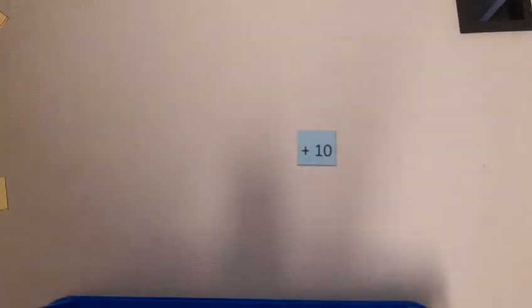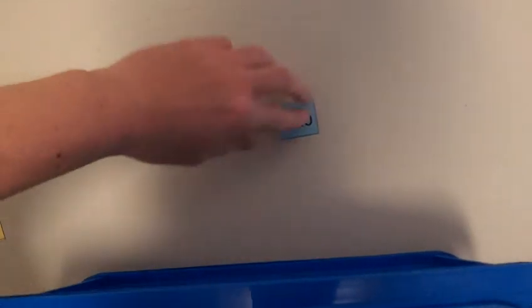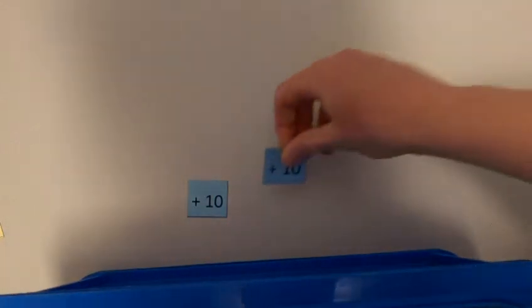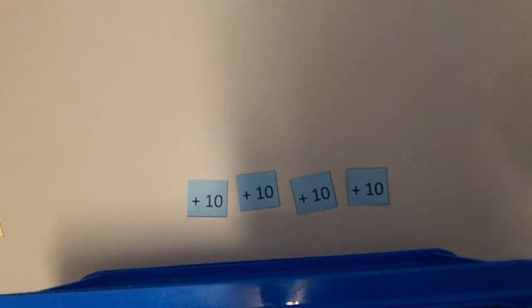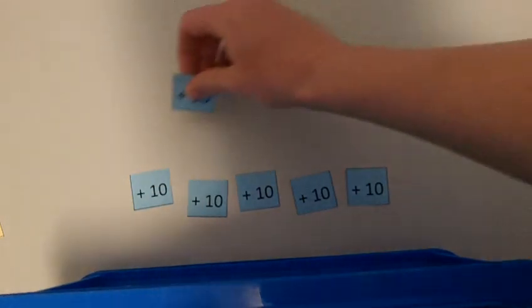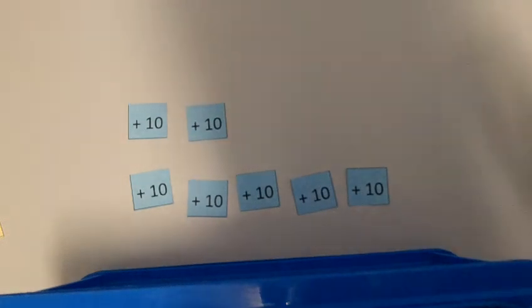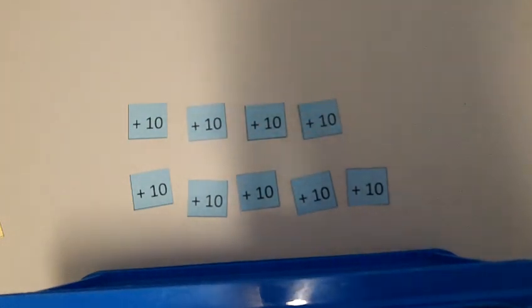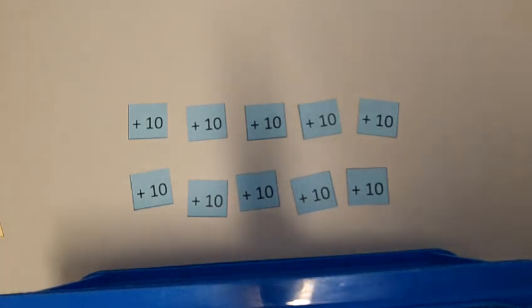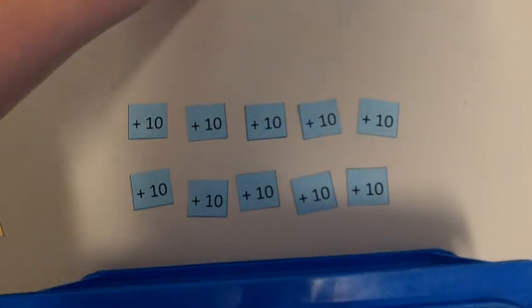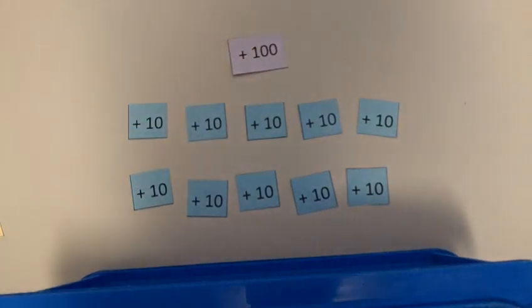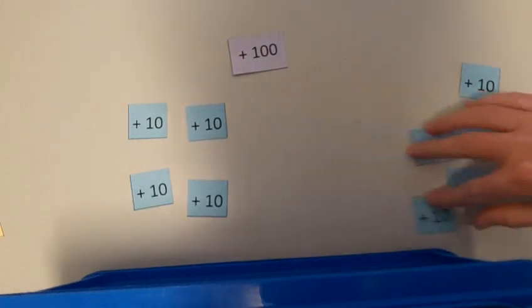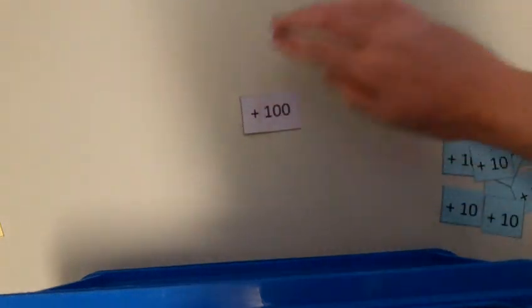If I have 10 times 10, I do the same thing. 1 times 10 would be 10. 2 times 10 is 20. 3 times 10, 30. 4 times 10 is 40. 5 times 10 is 50. You've got 60, 70, 80, 90, 100. So I can see that 10 times 10 can be replaced by a 100 card. So I can get rid of these 10s and I can replace that with 100.